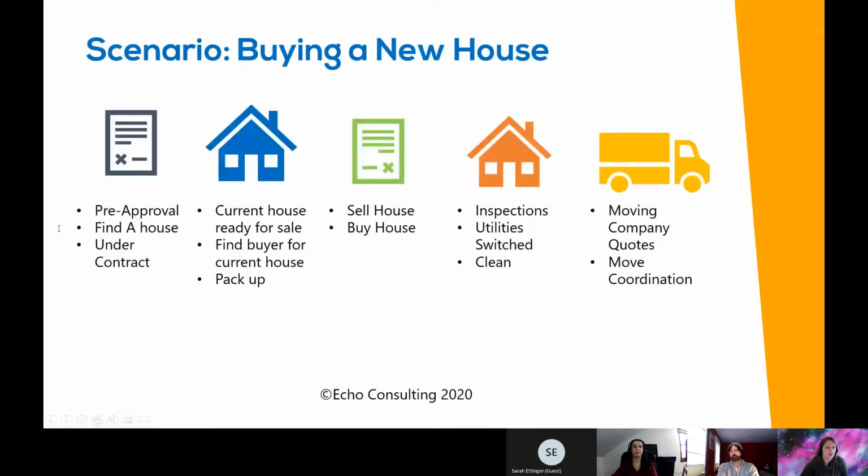The other way, so let's do this example again with the scenario of buying a new house. So we've got, okay, we need to get pre-approval for certain money, find a house, get under contract. This can be anywhere from a couple of weeks to, oh my gosh, this is going to take 6 months because nothing is on the market, right? So this can be a big chunk, different duration, depending on the requirements, depending on the market, depending on a lot of other things, right? There's also this component of current house ready for sale, find buyer for current house, pack up. How long are these things going to take you, right? What duration is this going to take you? Not how many hours, but what's the duration of time that this is going to take?